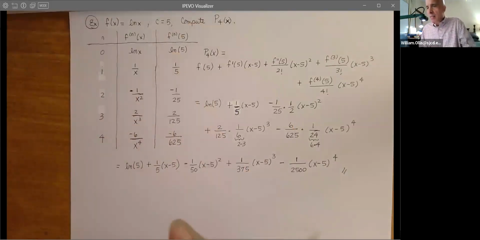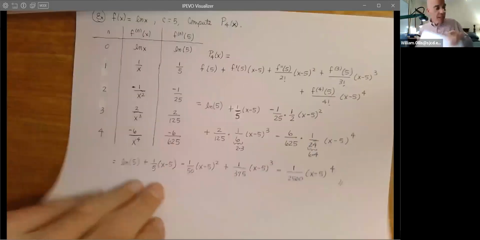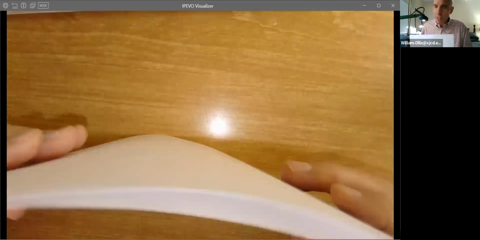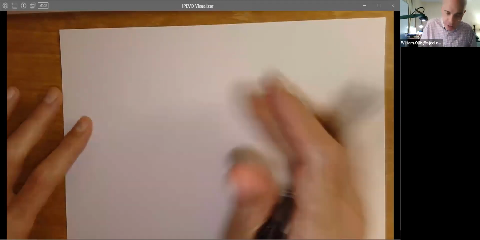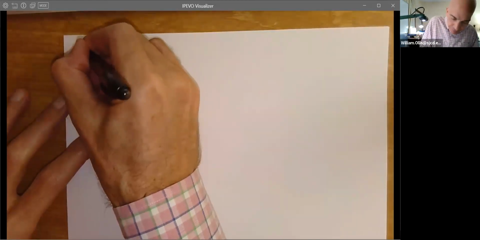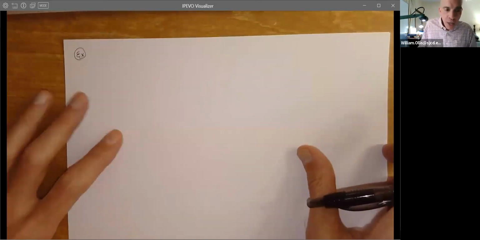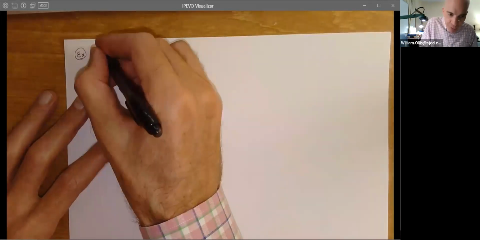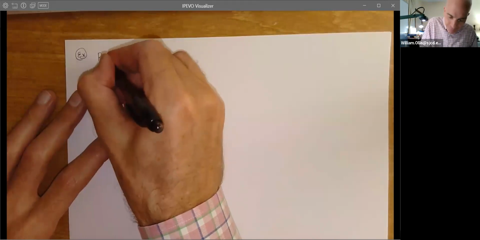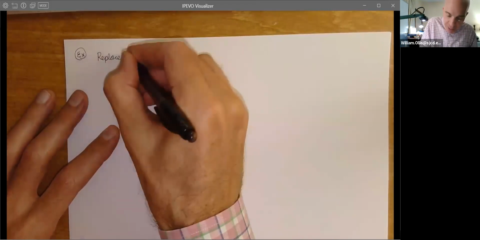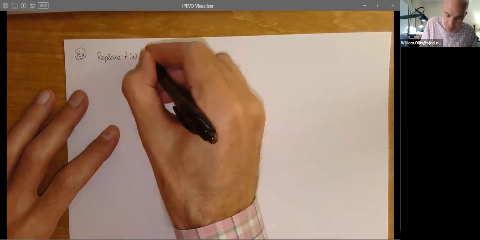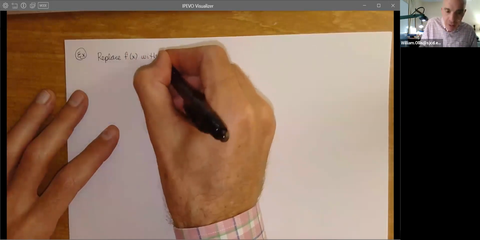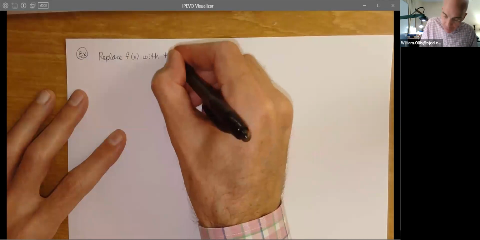Okay, so now let's look at an example where we look at the remainder. So now you're thinking, well, how does this remainder work for us? So here's a good example from WebAssign. So let's look at this. It says in this particular example, replace, I'll just write it down, replace f of x with the Taylor polynomial.